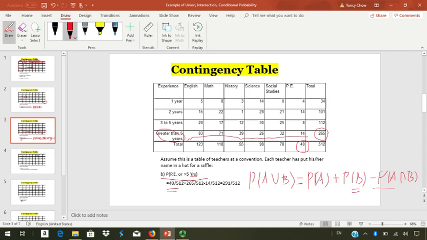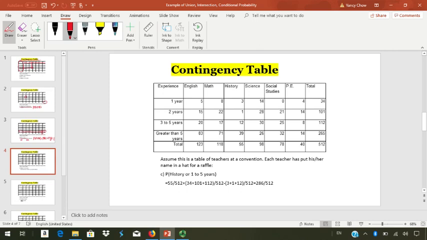And you need to minus the overlap, A and B, PE and more than 5 years. So PE and more than 5 years is 14. So this is the overlap. You need to minus the overlap. That's question B.